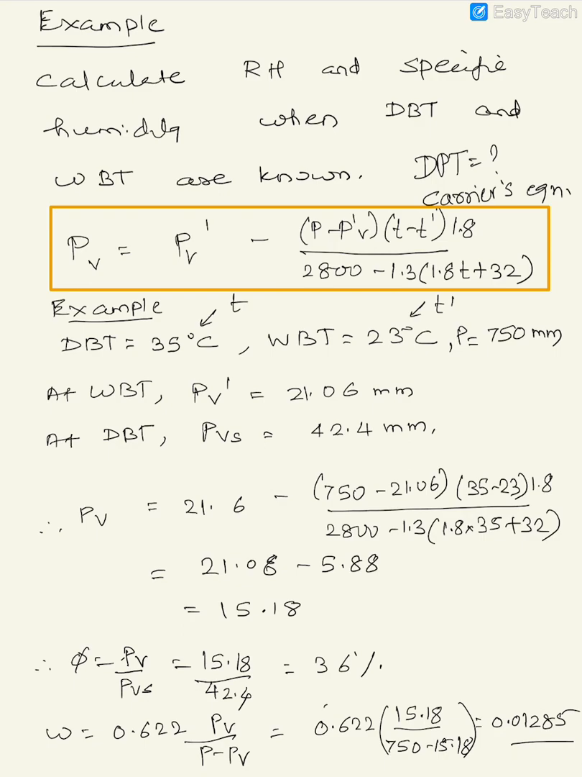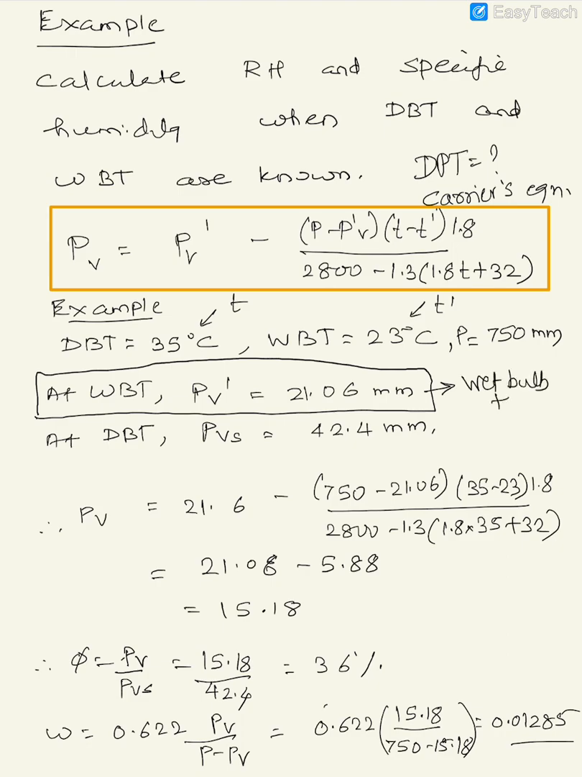Now what is PV dash? PV dash again you find from the steam table as the saturation pressure corresponding to the wet bulb temperature. Here you need to understand that it is wet bulb temperature. You should refer to the steam table. So as I said, you must look at the saturation pressure corresponding to wet bulb temperature. So that is PV dash.